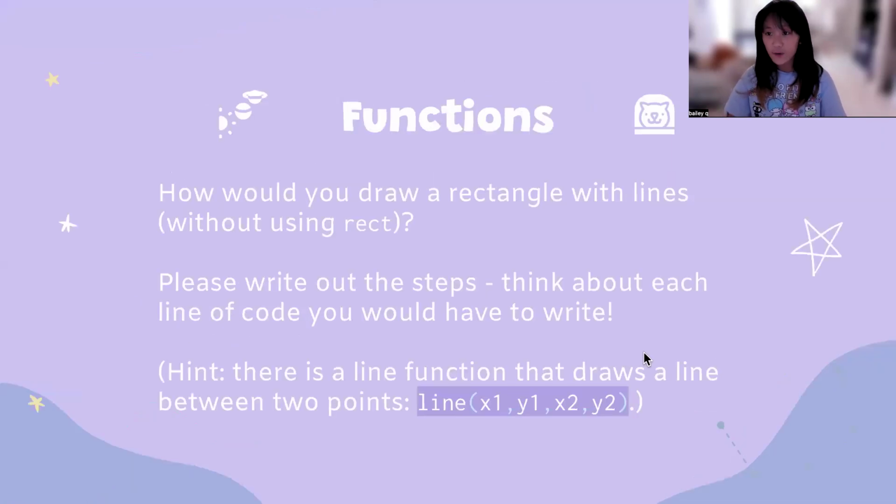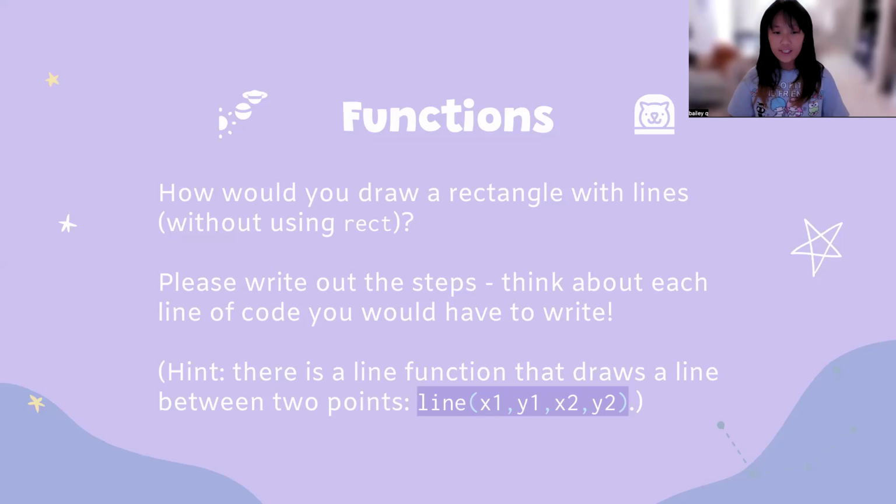All right, so functions. How would you draw a rectangle with lines without using the rectangle function? Please write out the steps. Think about each line of code you would have to write. And as a hint, there is a line function that draws a line between 2 points. Line x1, y1, x2, y2.